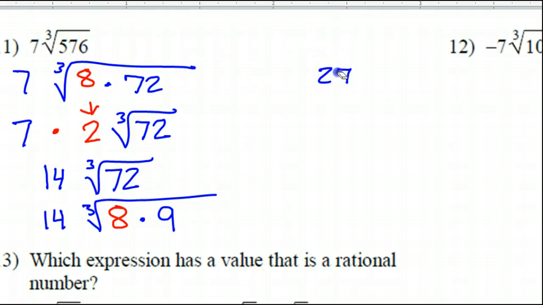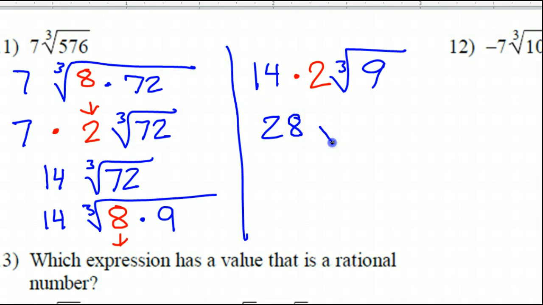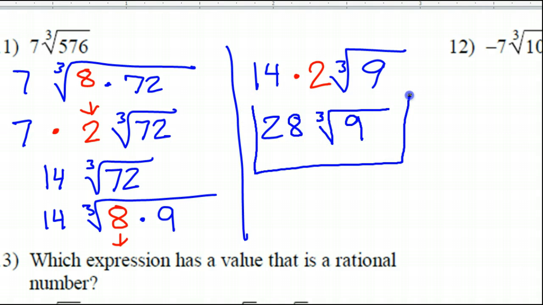Okay, so everything in blue is going to stay where it is. So I'm going to have that 14, and then I'm going to have my cube root of 9. All right, but this 8, the cube root of 8 is 2. All right, and it's going to multiply. 14 times 2 is 28. So I should have 28 times the cube root of 9. All right, and that will be your answer to number 11.